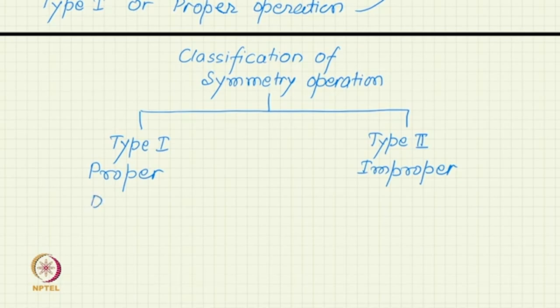So the determinant will always be plus 1. This we have not proved, but if you reflect upon it, it will become clear that not only will it have a positive determinant, that positive value will always be plus 1, and for improper operations the determinant will be negative or minus 1. This is for symmetry operation. If it was not a symmetry operation, then also it can be a proper and improper operation, in which case the determinant will be positive but different from 1 and negative but different from 1. But if it is a symmetry operation, it has to be plus 1 or minus 1.